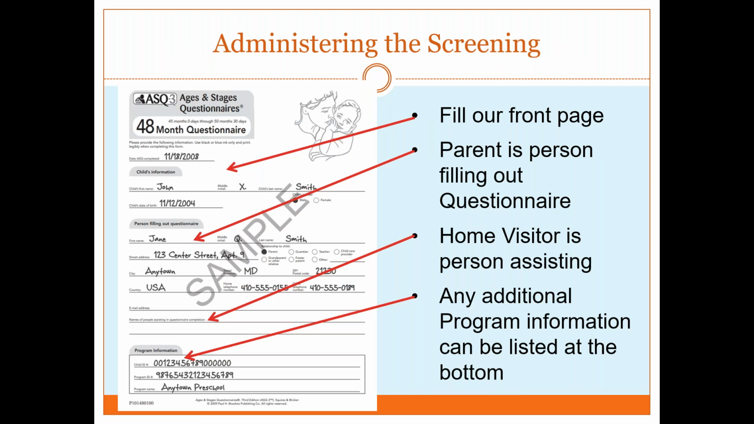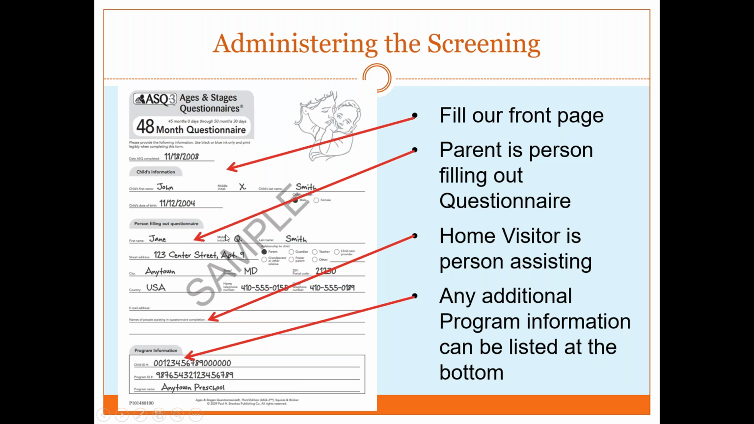Let's look at how this screening looks. We said that in the upper corner of the questionnaire, we have Ages and Stages, and it has, for example, like we saw, the 48-month-old questionnaire. When you complete this front page, the top page that you see in front of you, make sure you fill it out with all of the demographic information. For example, you see the date that it's completed. You see the child's first name. You also see the information around the child's birth date and whether they're male or female.